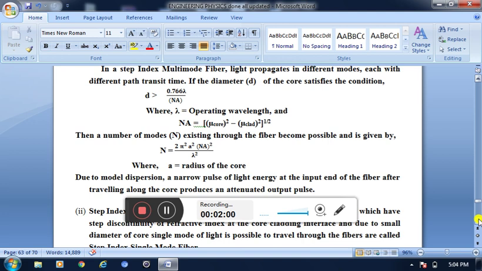Dear student, the total number of modes in step index multimode optical fiber, capital N, is equal to 2 pi squared a squared NA squared upon lambda squared, where lambda is the operating wavelength, NA is the numerical aperture, and a is the radius of the core.